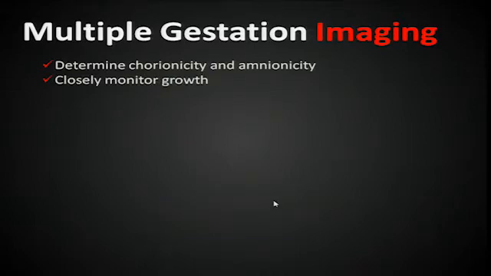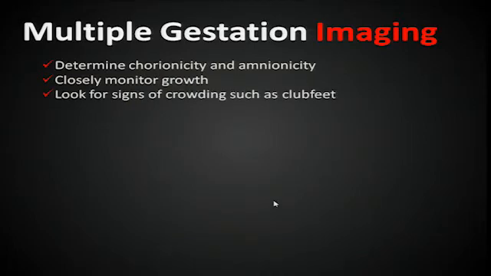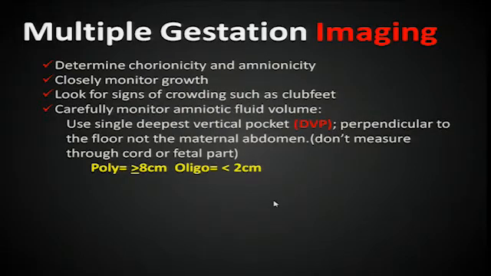You have to closely monitor their growth. You look for signs of crowding, such as clubfoot, and careful monitoring of the amniotic fluid. So when we're measuring the amniotic fluid around the baby, in multiples, we're going to use the single deepest vertical pocket, or DVP. You do that measurement perpendicular to the floor, not the maternal abdomen. So that means you have to be scanning in a straight AP.